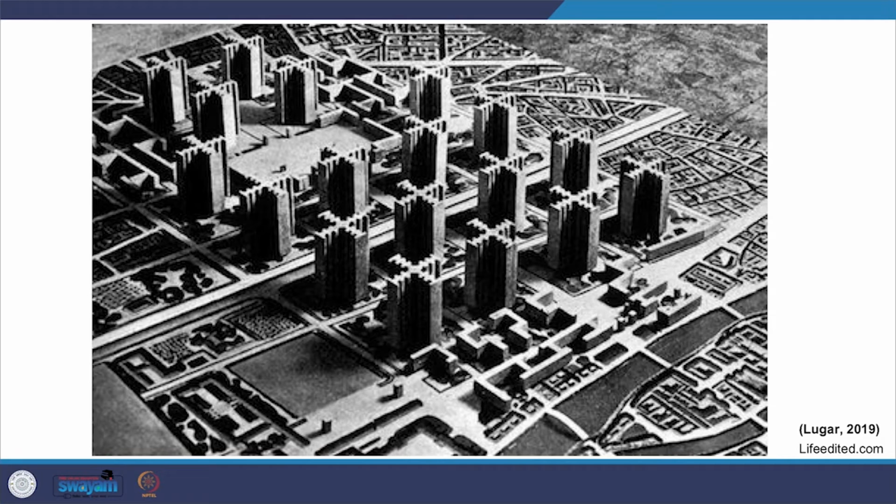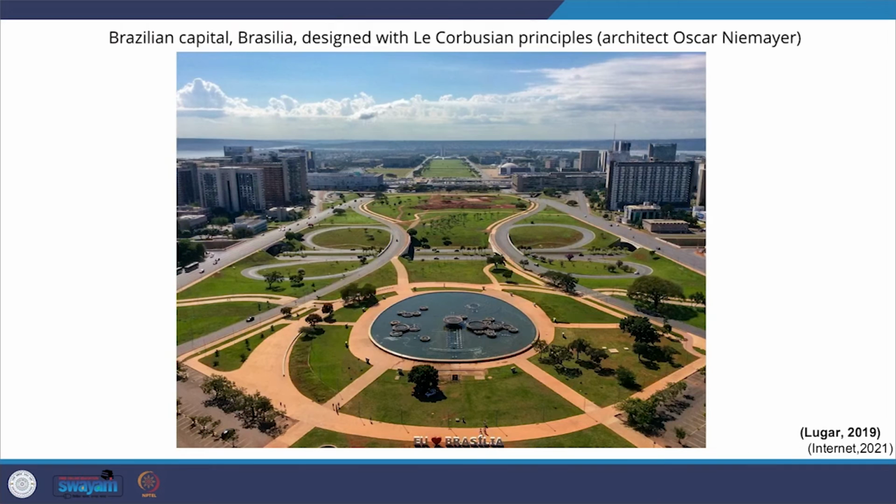He called them towers in the park: high rise, high density living alongside highways and parklands, as you may also see in the plan of Chandigarh. In this image, we see the example of Brasilia, designed by architect Oscar Niemeyer based on Le Corbusier's principles. Both Frank Lloyd Wright's and Le Corbusier's influence can be seen in cities around the world and also in planning practice today.